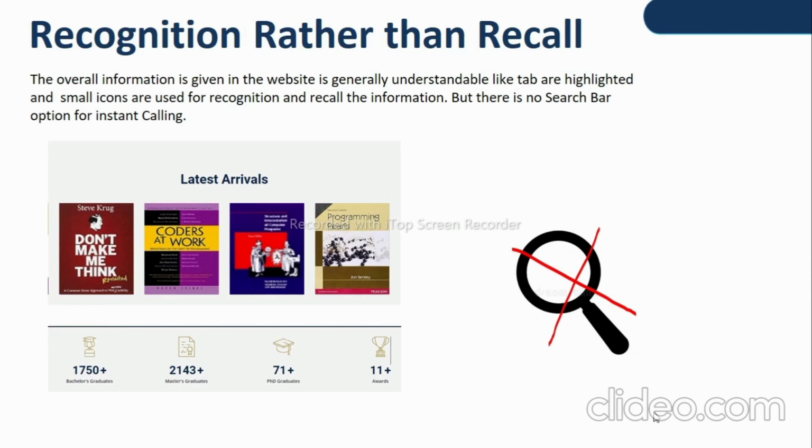Recognition rather than recall. As you can see, there is a good point because all the things are available, like library sections and latest arrivals are available here. The status bar is easily available, but there is no search option for instant recall.